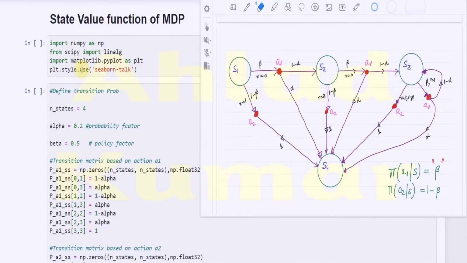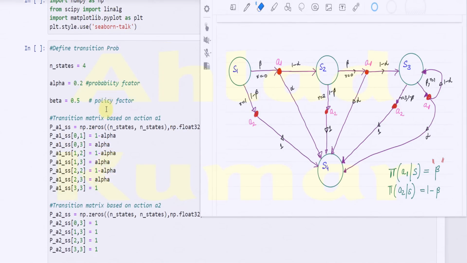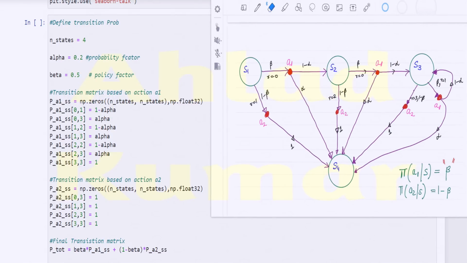These are the regular imports which you already know, so there is no point in discussing them, because they are just simple imports that you need for making this program work. So let us see the second portion of it. As you can see here, we have the transition matrix based on action a1. So we will define the state transition matrix based on action a1.